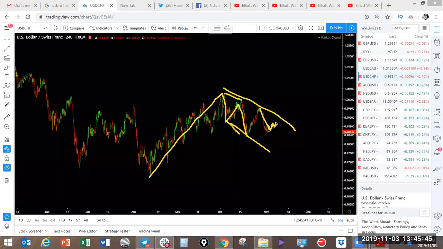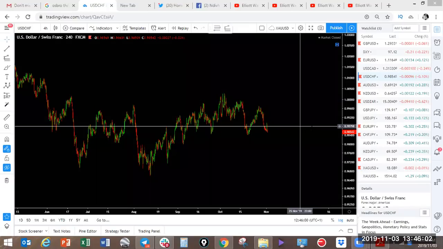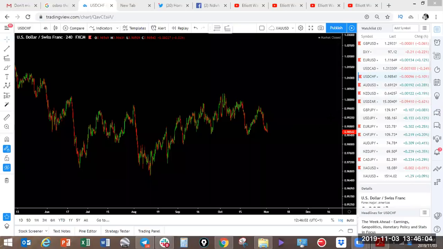Now you're going to expect to get a corrective structure here and continue lower. Continuing lower on US dollar CHF means higher on Euro US dollar. So we'll wait for this correction on CHF. If it breaks to the low downside, then your euro should continue pushing higher. All right, so that is US dollar CHF.